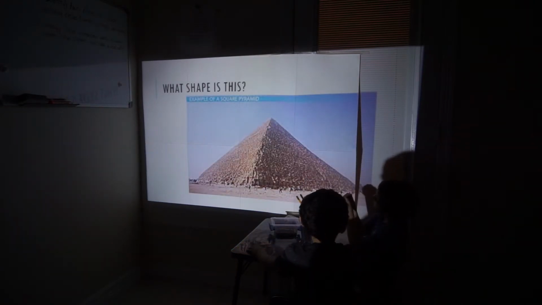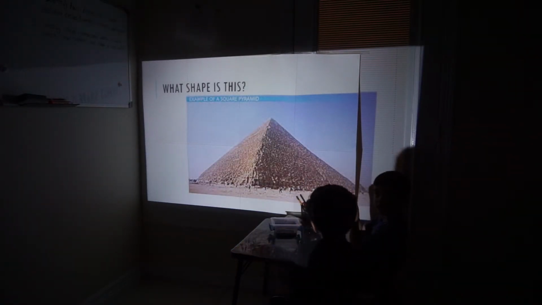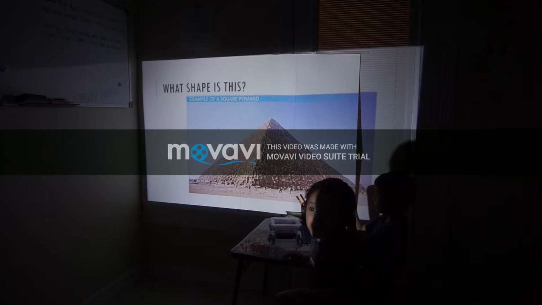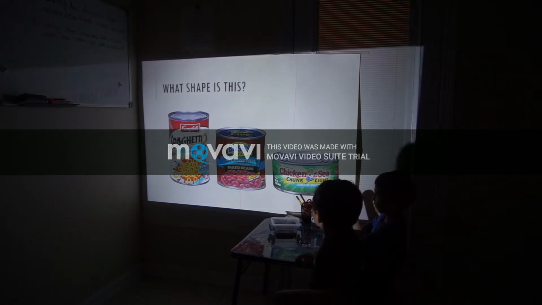And what is this? What shape is this? A pyramid. A pyramid, yes. That's a pyramid. That's a real building, okay? That's the pyramids that go in the desert. In the deserts, yes. What shape is this?